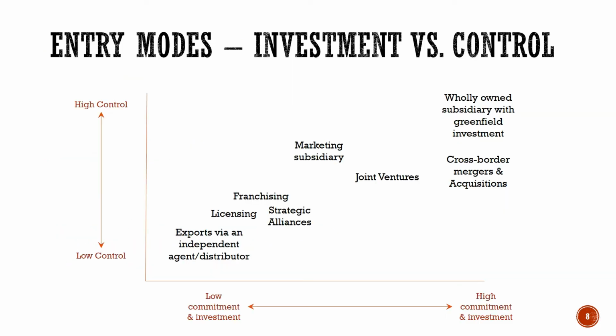This slide compares alternative entry modes in terms of commitment and control. In general, the higher the commitment and investment, the higher the control. Exports represent low investment but also low control of the strategy, while wholly owned subsidiaries represent high investment with high control.